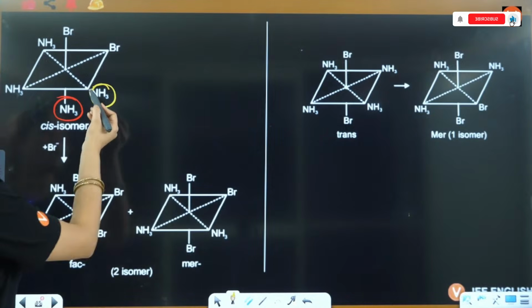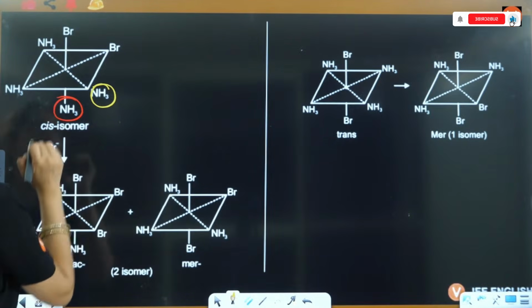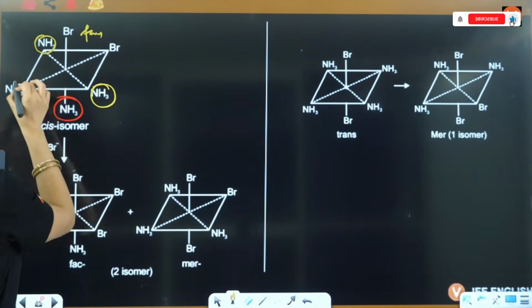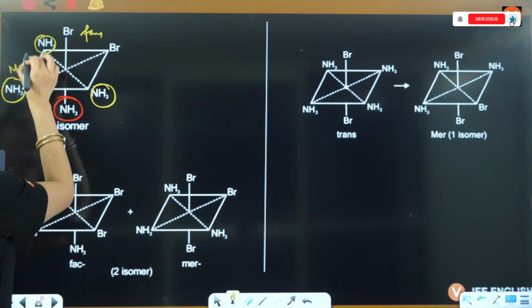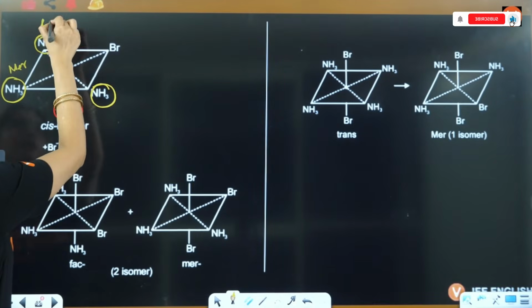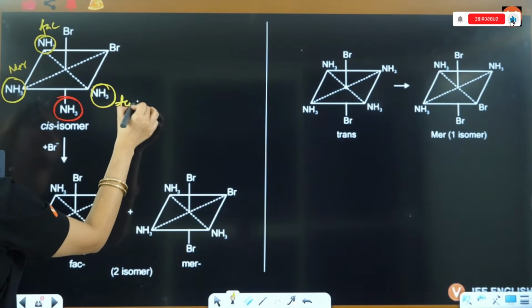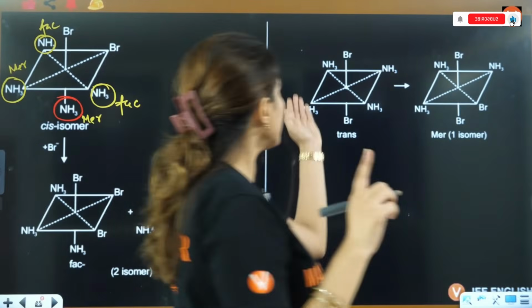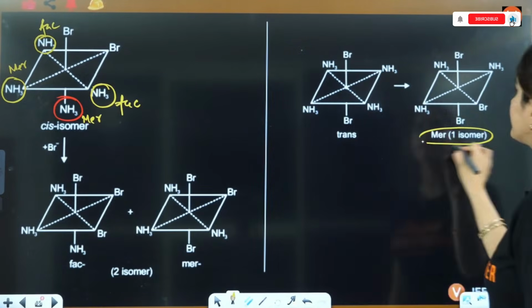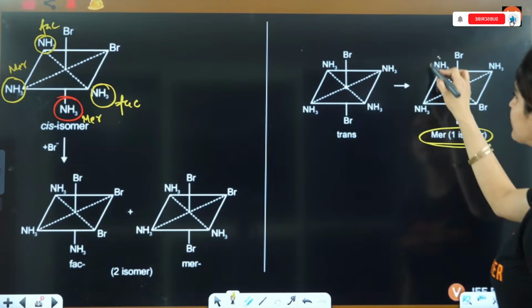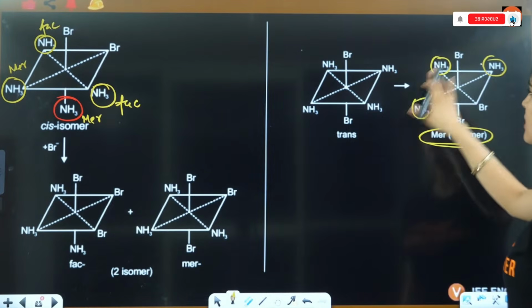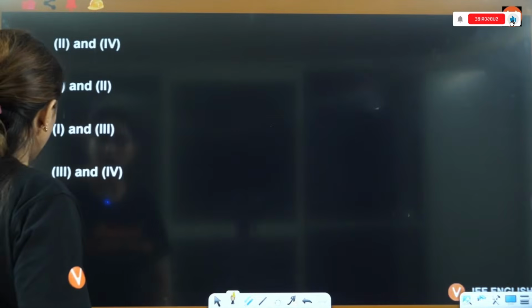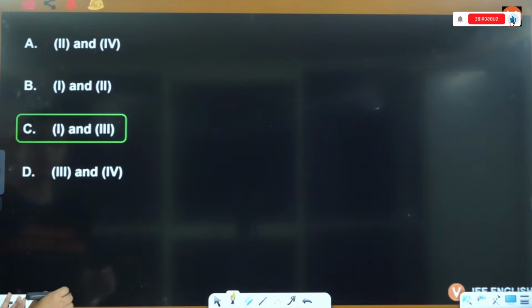Here if you replace this, it is going to give you a different answer than if you replace this. Similarly, if you replace this, it is going to give you facial. If you replace this, it is going to give you meridional. So I can also write it here: this will give you facial, this will give you meridional. That means here, all of them will give you only one thing, that is meridional. Whether you replace here, here, here or here, the same thing will be there, right? Okay, so that's the reason you have 2 and 3.